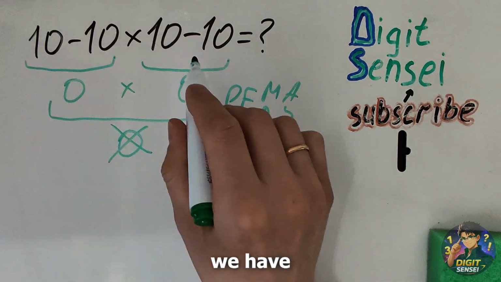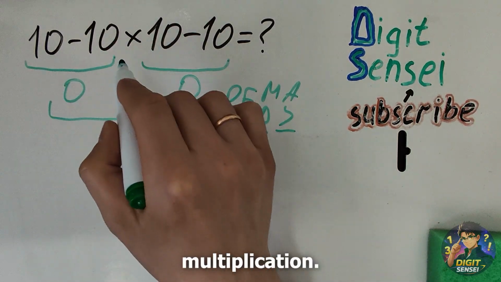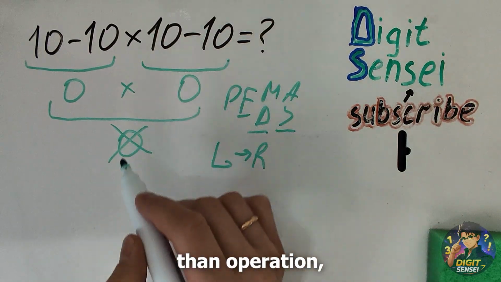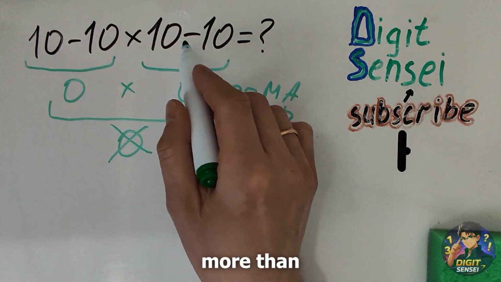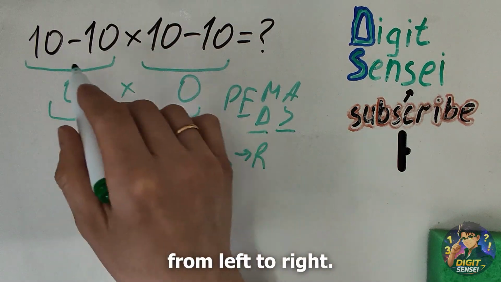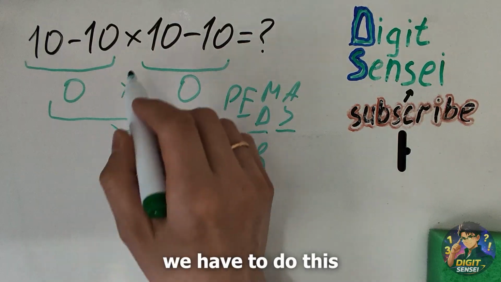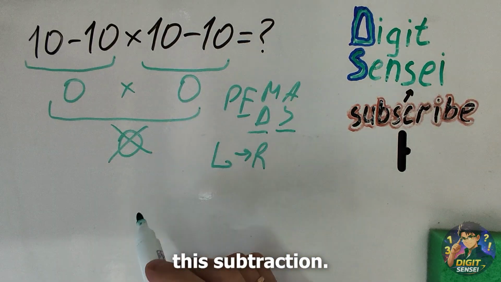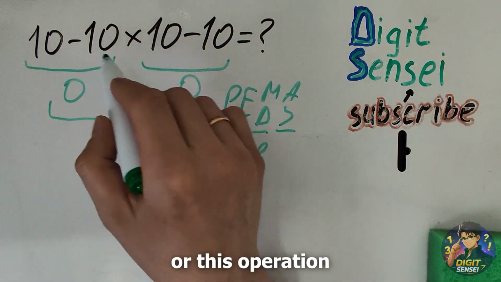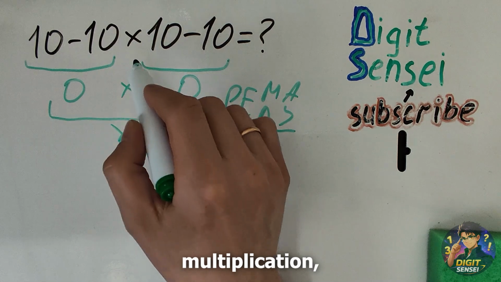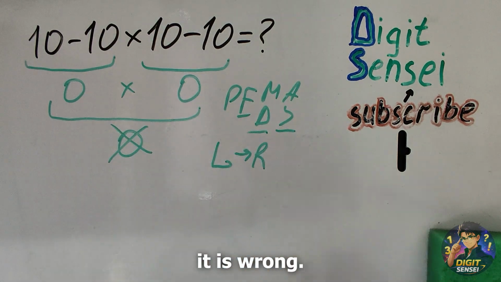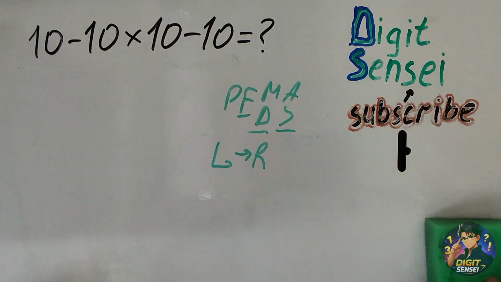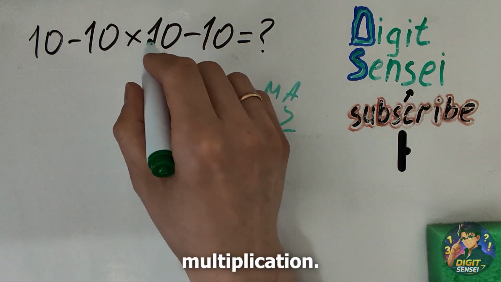In this expression, we have two subtractions and one multiplication. According to PEMDAS, multiplication has higher priority than subtraction. And when we have more than one subtraction in an expression, we have to go from left to right. So therefore, first we have to do this multiplication, then this subtraction, and finally this subtraction. If we do this subtraction or this subtraction before this multiplication, it is wrong. So first we have to do this multiplication.